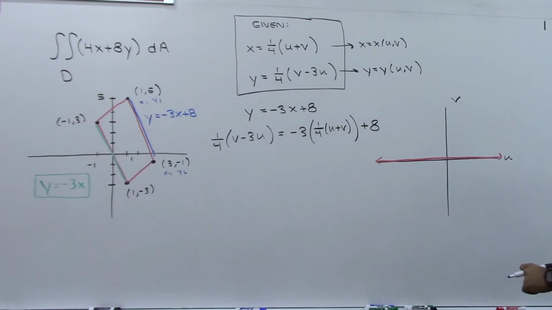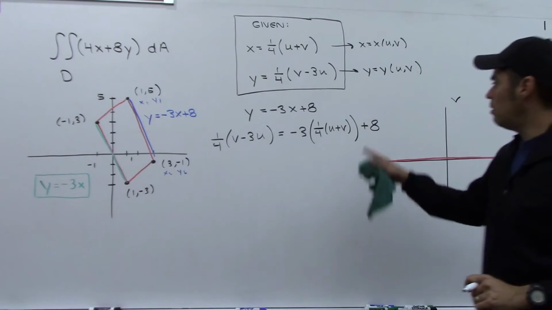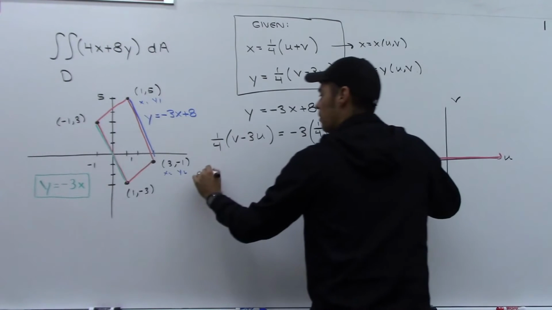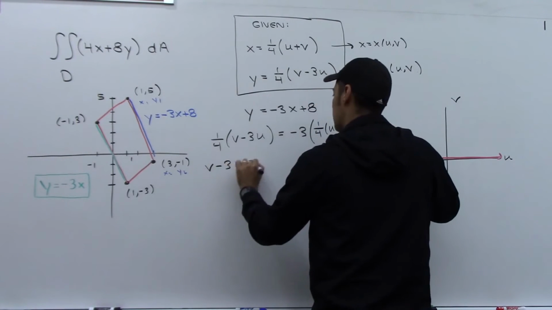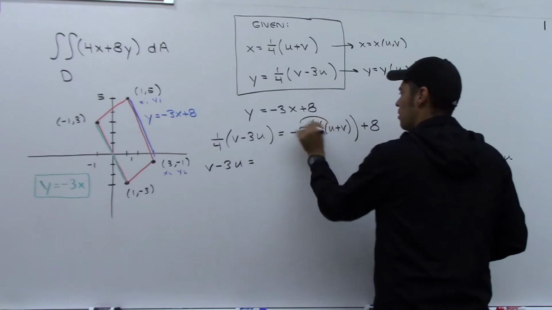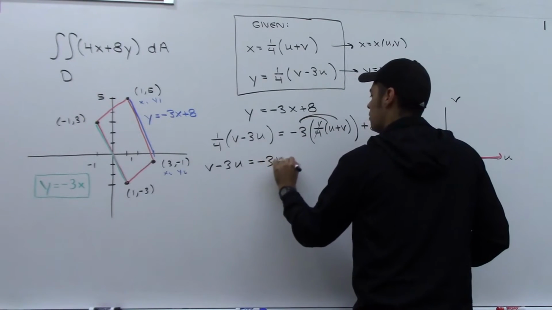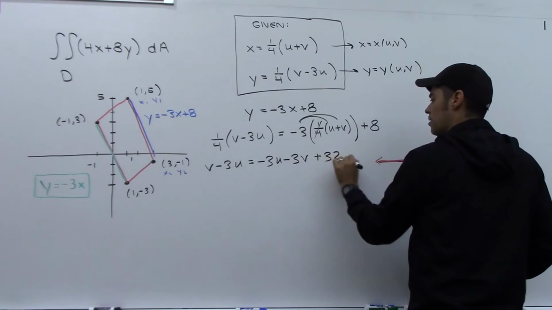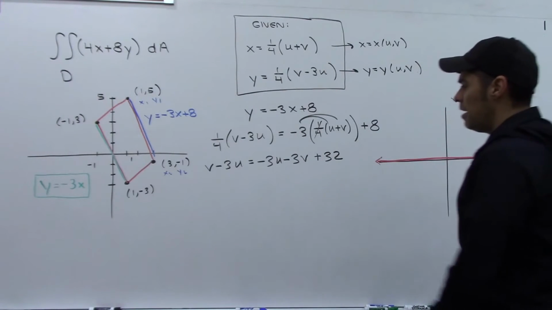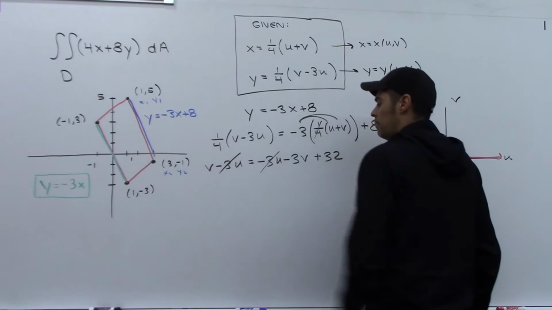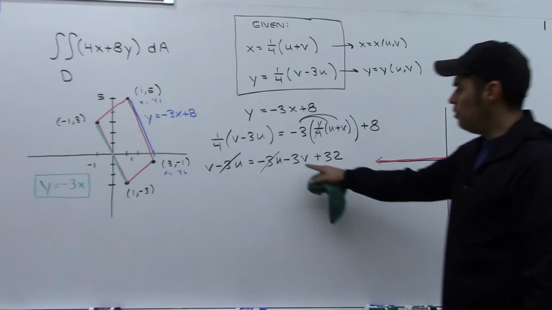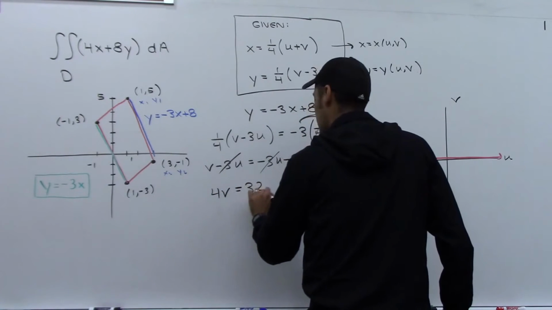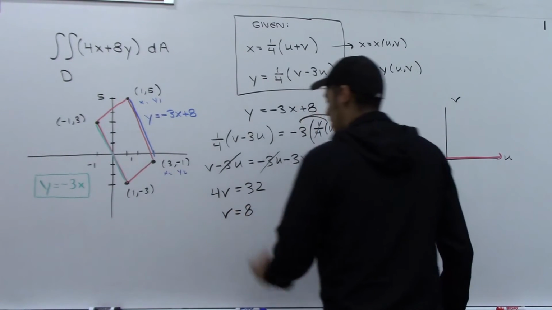Okay, so I will multiply everything again by 4, so that'll kill off the fractions, but this will also be hit by 4. So I'm going to get v minus 3u equals, distribute, negative 3u minus 3v, but this time I have plus 4 times 8, which is 32. Notice again that the 3u's cancel, the negative 3u's will go away. Let's move this 3v over, so you get 4v equals 32, and then v must be 8.